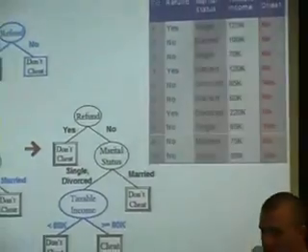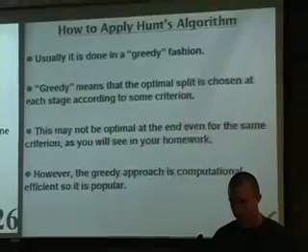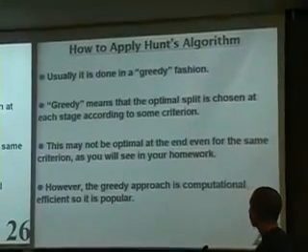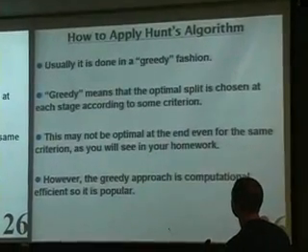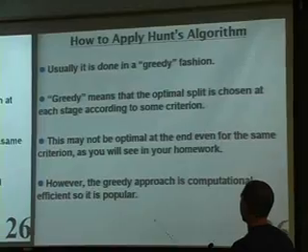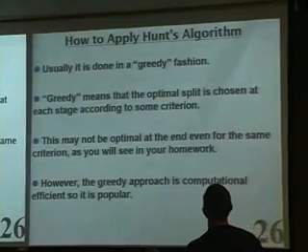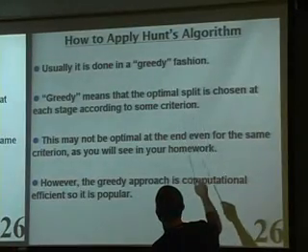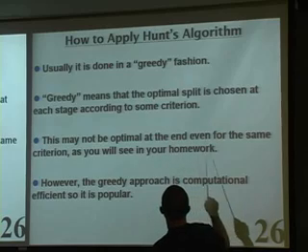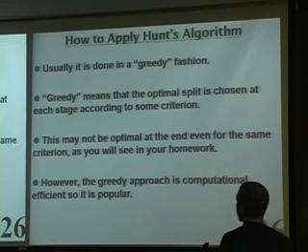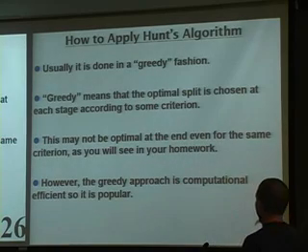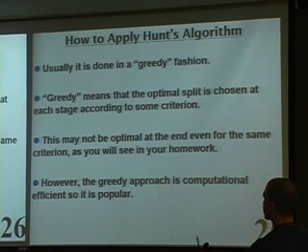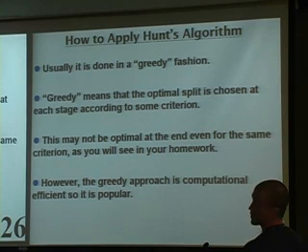That's Hunt's algorithm. It's done, again, in this greedy fashion, where at each stage you do what's optimal. That means that you don't really look ahead. So this may not be optimal in the end, even for the same criterion that you're trying to minimize. And there's an example on the homework where it turns out if you start with a suboptimal split, you actually wind up with a tree that turns out to be better than if you do the optimal thing at each stage, right? Because the optimal thing at each stage doesn't lead you to the global optimum.